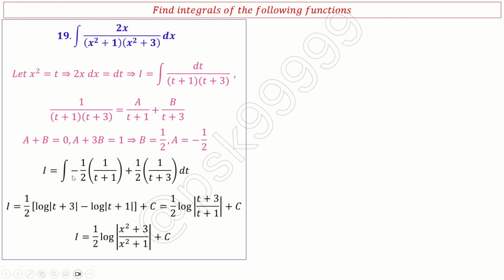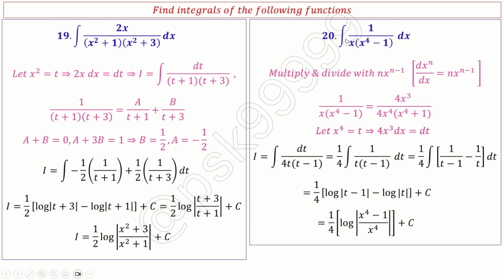So this is nothing but the integration of minus 1 by 2 into 1 by t plus 1 plus 1 by 2 into 1 by t plus 3 dt. That one I wrote here. Then replacing t with x square, the final answer is half into log of x square plus 3 divided by x square plus 1 plus constant.